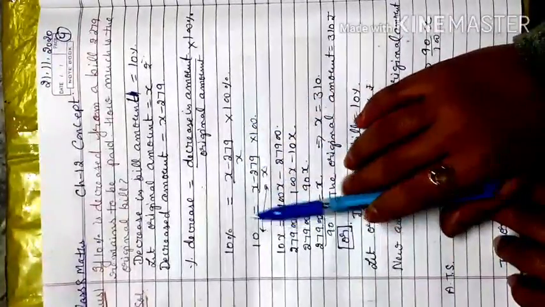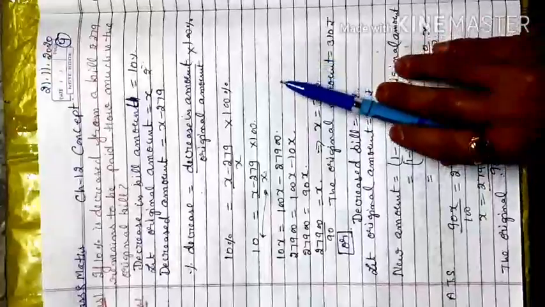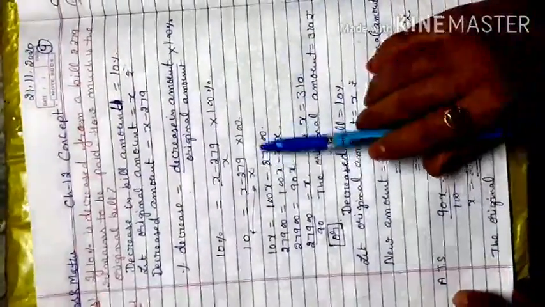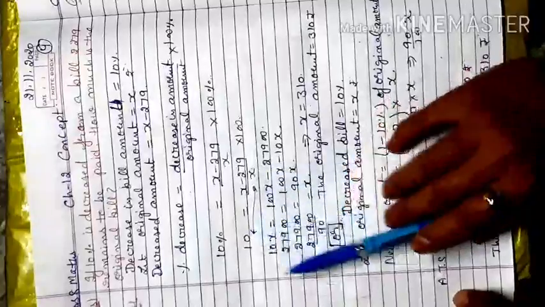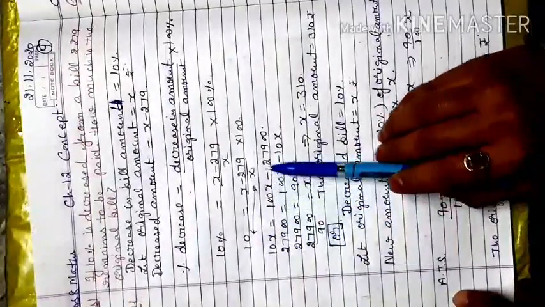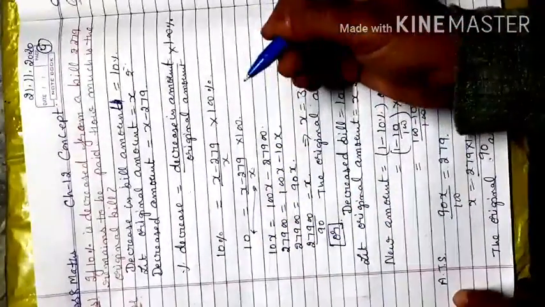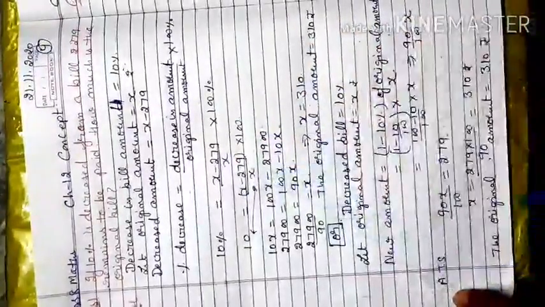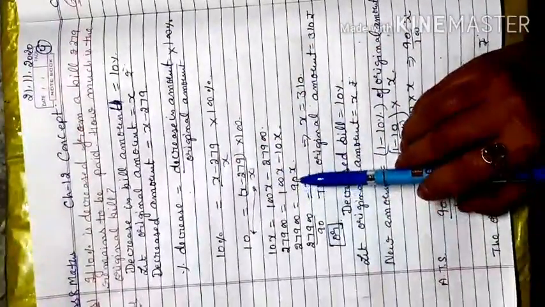Now cross multiply, this percentage will cancel on both sides. 10 is equal to x minus 279 by x into 100. Cross multiply: 10x is equal to 100x minus 27,900. This is in the bracket, that means 100 will be multiplied by both the terms. Now equate the like terms.